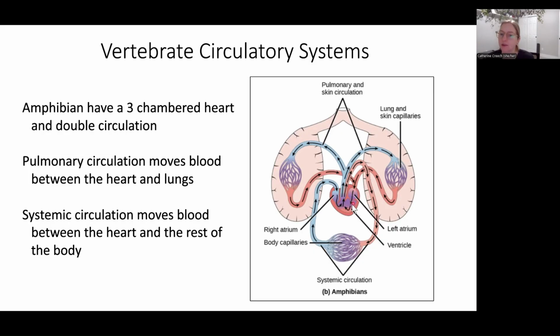Through the atria back to the ventricle, and the heart will pump, and now the oxygen rich blood will leave the heart. So this is going to be an artery, come to a capillary bed for gas exchange, and then go back to the heart. So this is a vein into your 3-chambered amphibian heart.